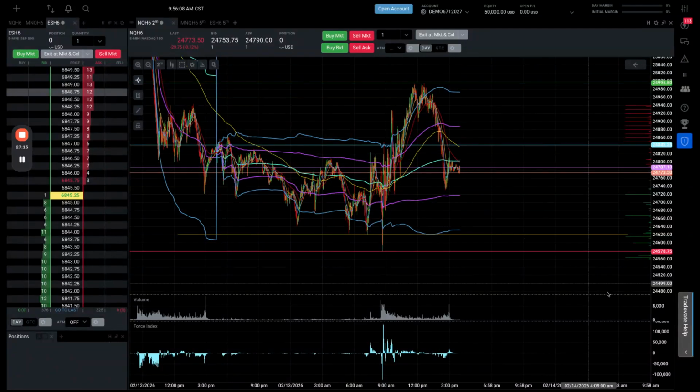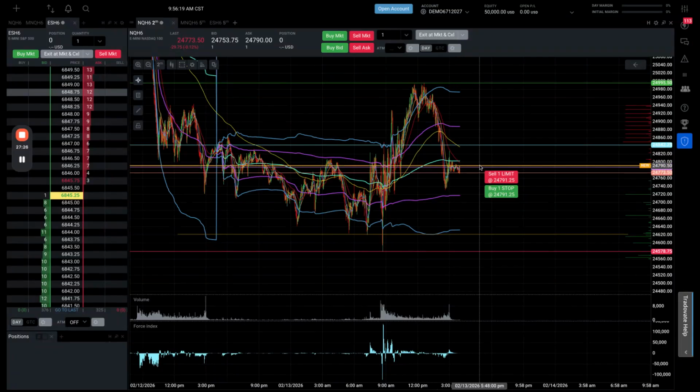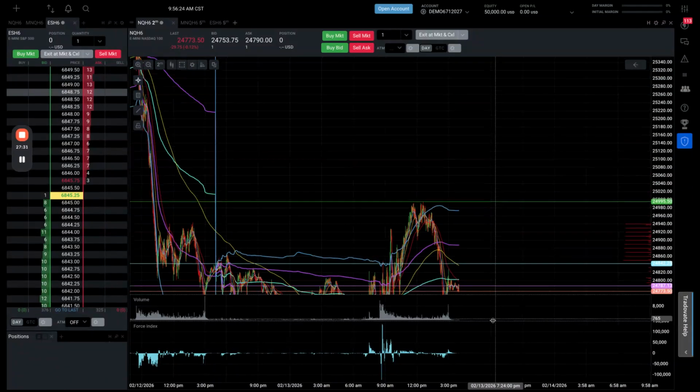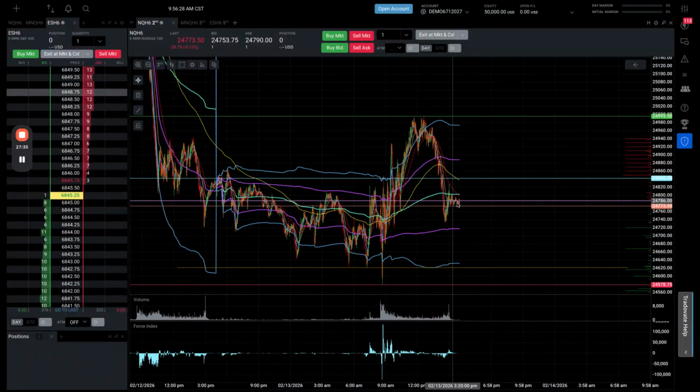Underneath this middle VWAP is sell territory. So if price comes down, the best place to get into sells is right around this red line, your middle VWAP, right around here to enter your sell when you're in a down market. And when you're in an up market, the best place to get into buys is right here.